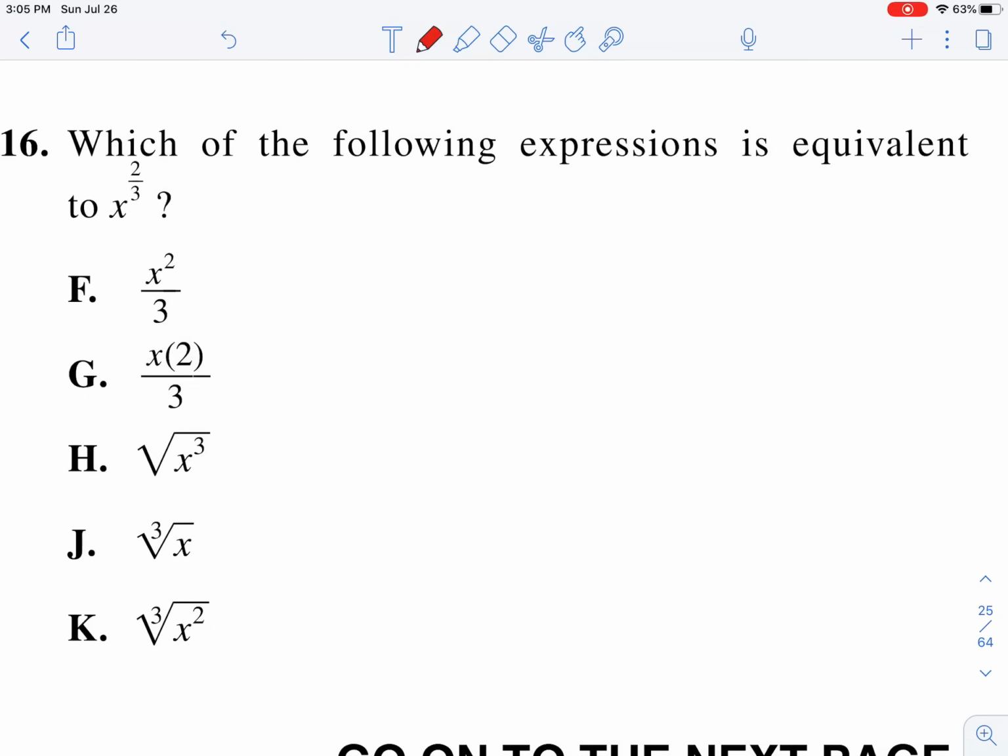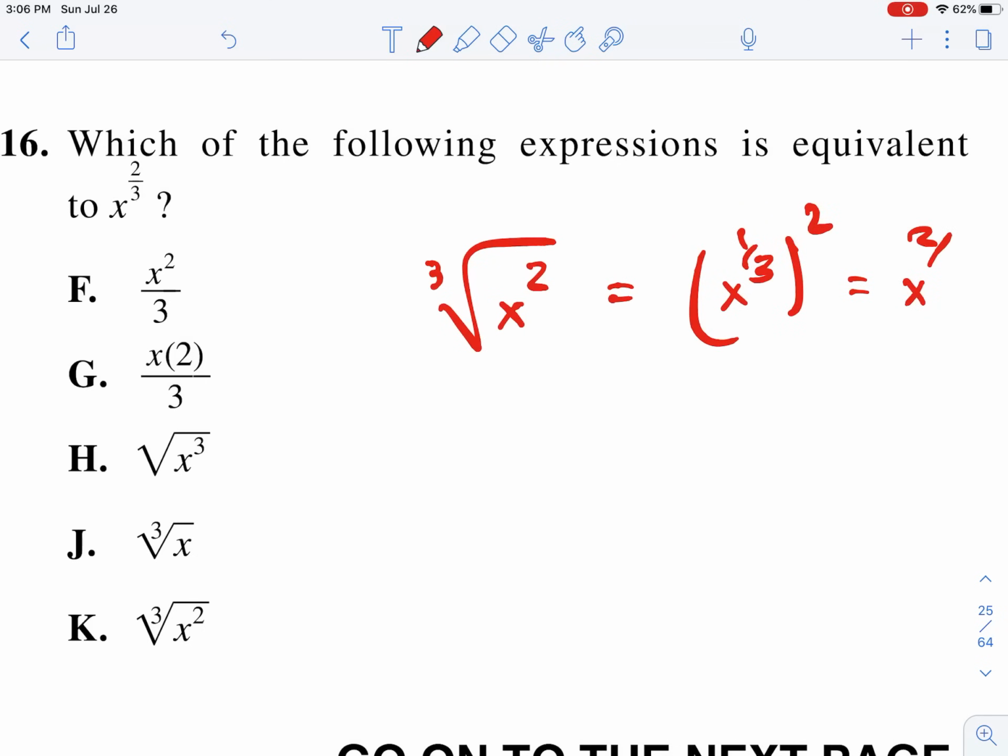Now, x to the 2 over 3, this is the same thing as x to the third root, or x to the 1 over 3 squared. There's two different ways to write it. That equals x to the 2 over 3. Again, if you're not really sure what I'm doing, I recommend you look at the problem set or look at the skill study guide. All that stuff is discussed. So I just wrote the 3 different ways you could write it, and you can see that this is the answer. The answer to 16 is K.